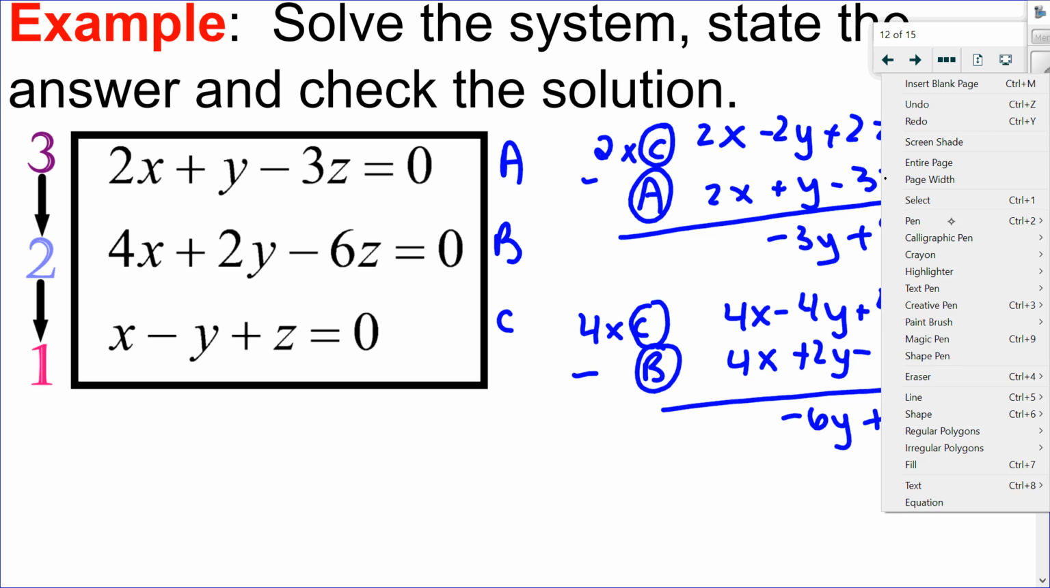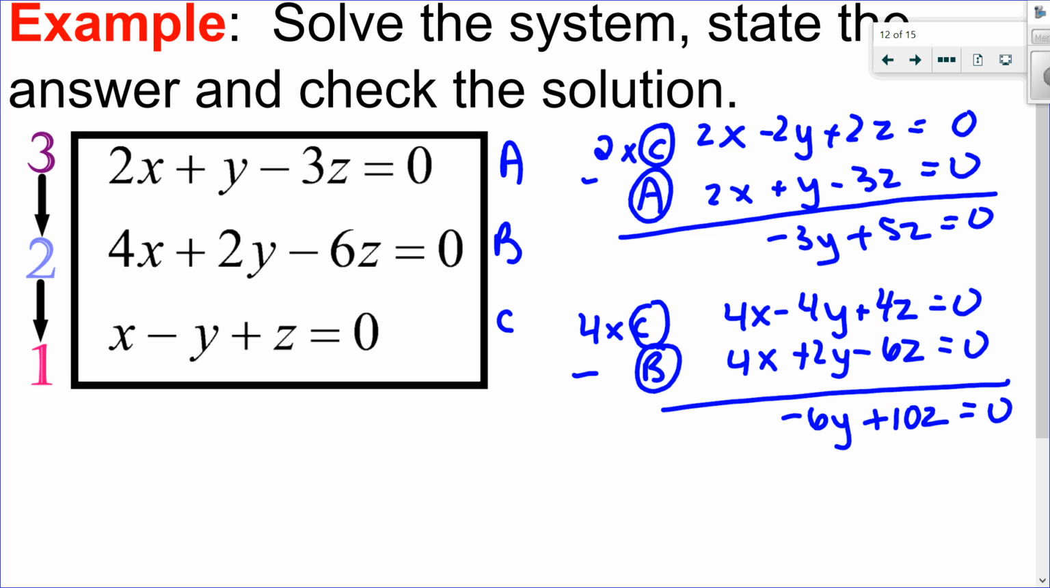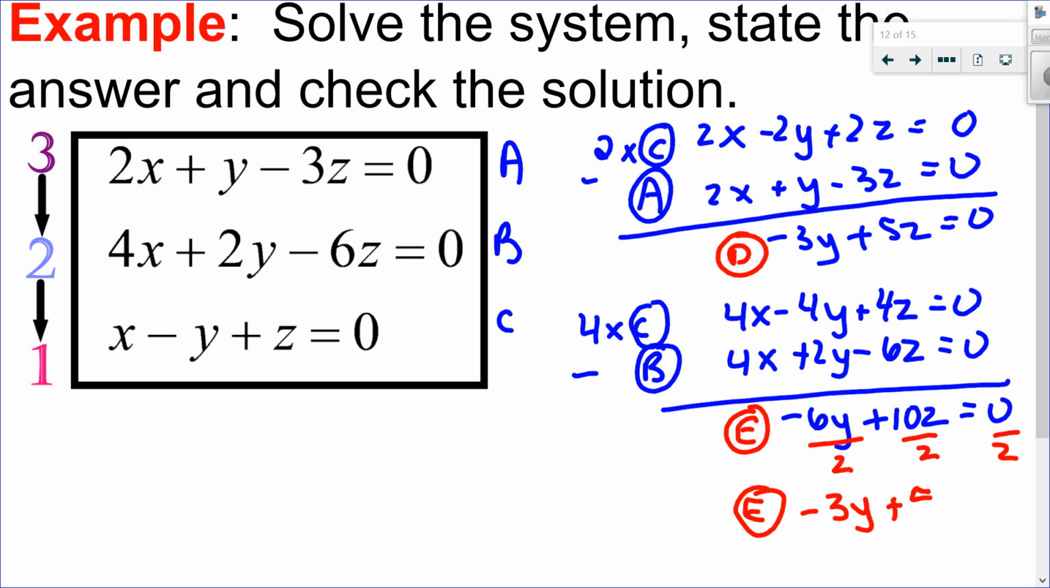Okay, so at this point here, I'm going to label this one equation D and this one equation E. And what I notice in equation E, to make it a little bit easier, is 2 is a common factor of everything. So I'll divide everything by 2. So my equation E becomes negative 3y plus 5z equals 0. So I'm going to put equation D and E together. So equation D and equation E.